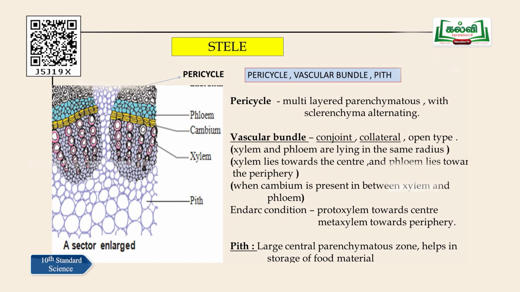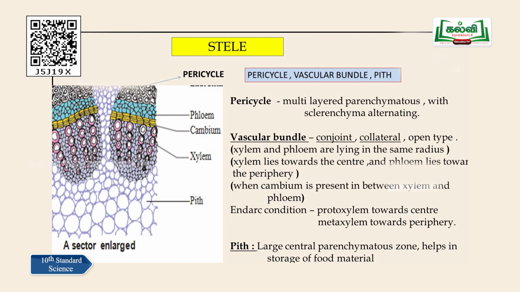Yes, so this vascular bundle is very special because it has a cambium in between the xylem and the phloem. If cambium is present in between xylem and phloem, it is an open type vascular bundle. We say it is an open type vascular bundle. Why? Because the xylem and the phloem are separated by cambium in between, and this is followed by pith.